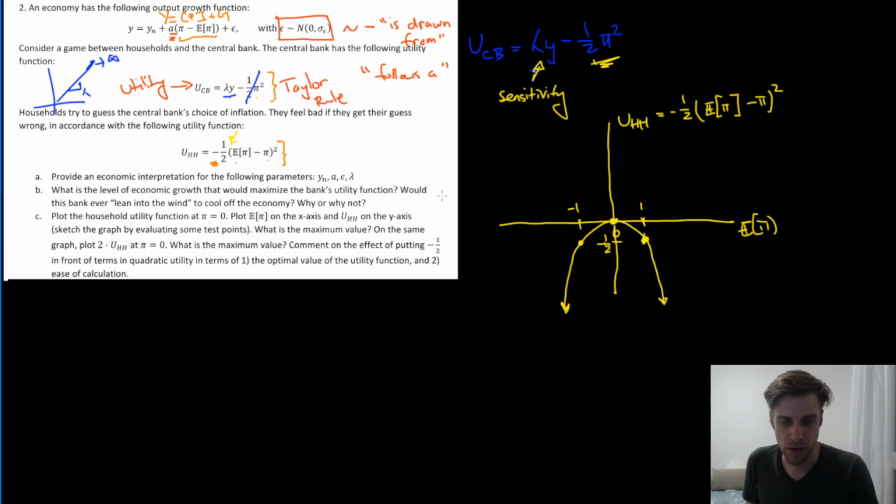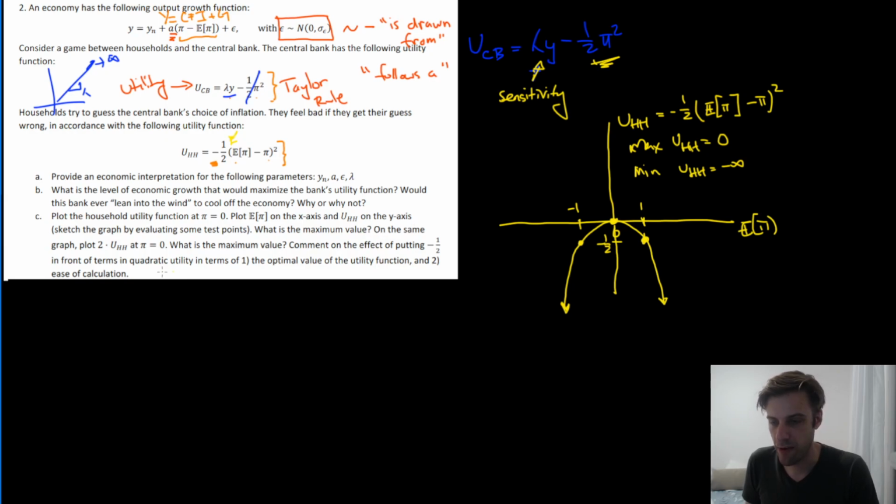What is the maximum value? The maximum value is 0, so max UHH equals 0. Let's get some points. What is the minimum value? Well, it goes down forever. So min UHH is minus infinity. It's unbounded.